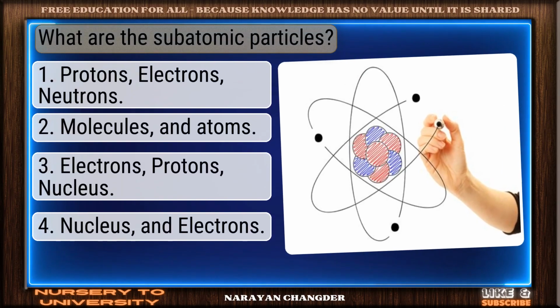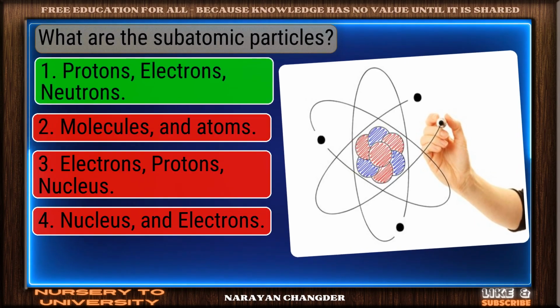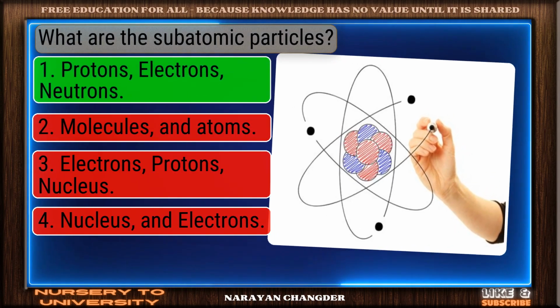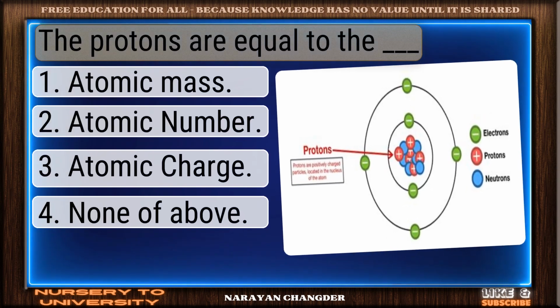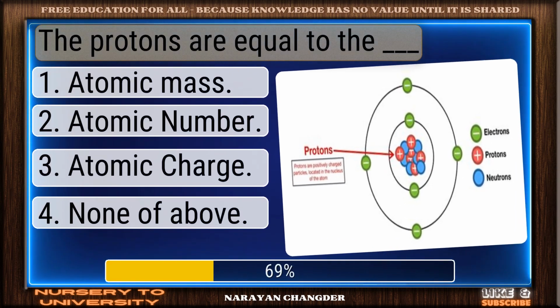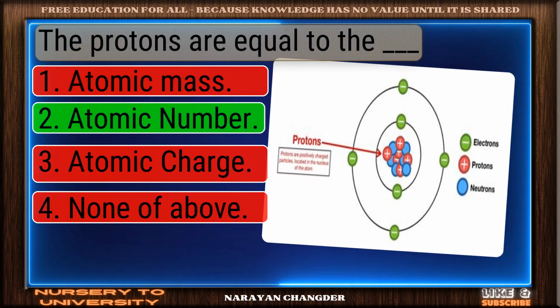What are the subatomic particles? Exactly. Protons, electrons, neutrons make sense, and it is the right choice. The protons are equal to the dash. Well done. Atomic number is the right choice.